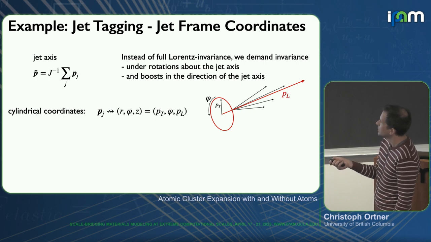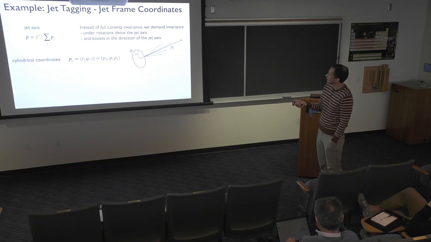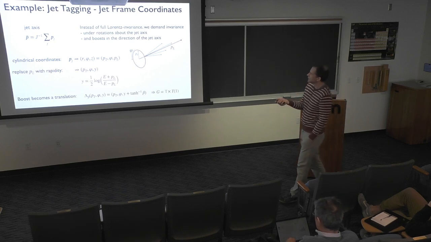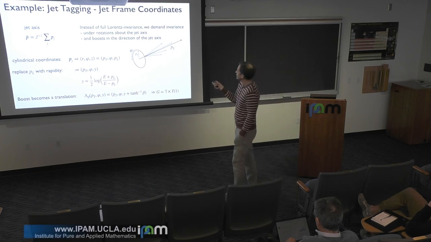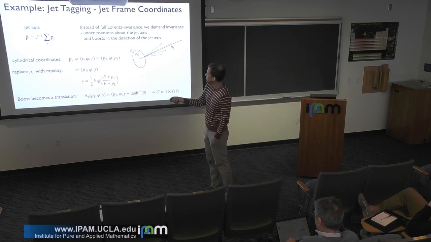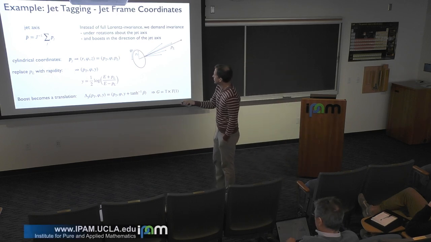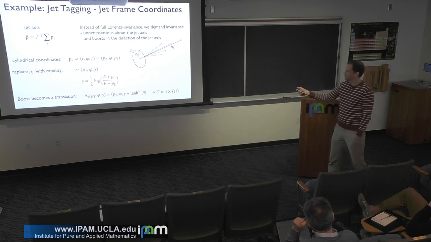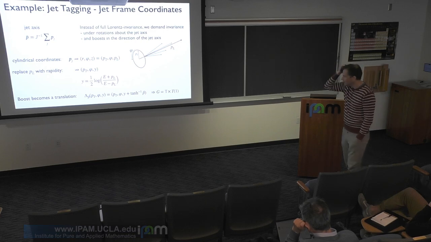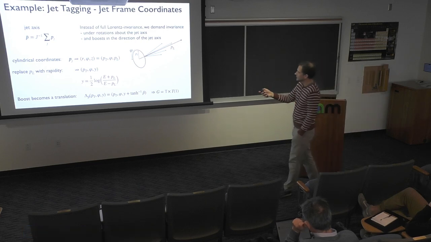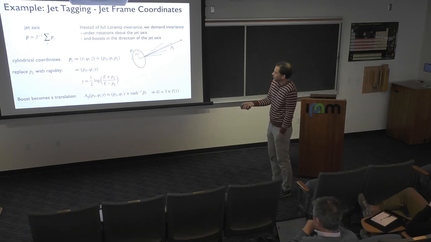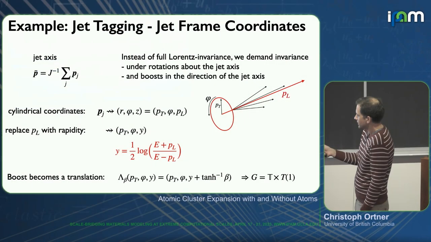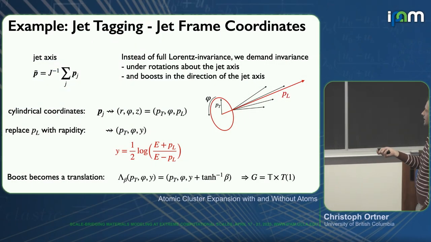So first we transform momentum into cylindrical coordinates along the jet axis, okay? Then we transform the longitudinal component of the momentum into something called the rapidity. And the physicist would understand exactly why he was doing this, because what happens then is that the boost just becomes a translation. And suddenly the really nasty Lorentz group becomes a translation group.